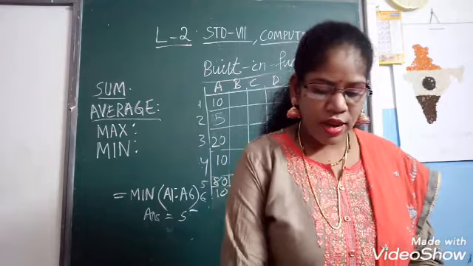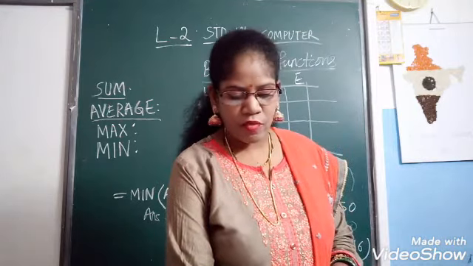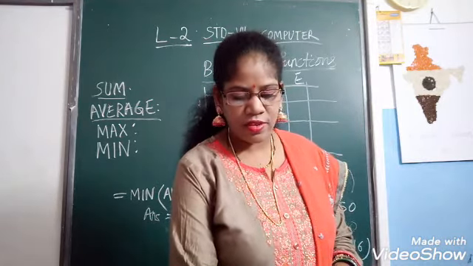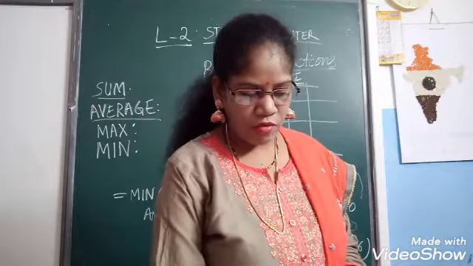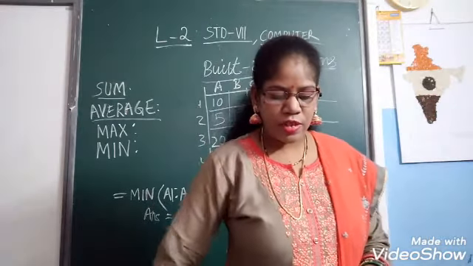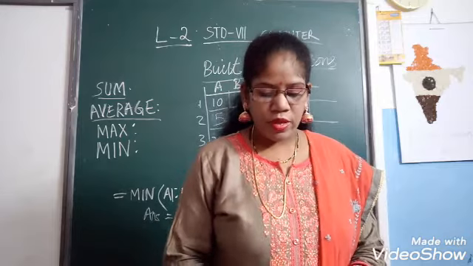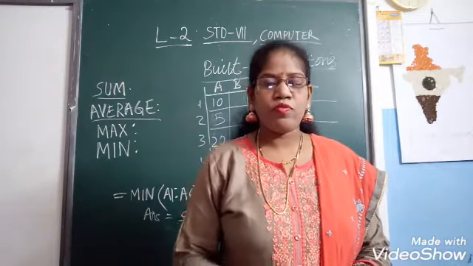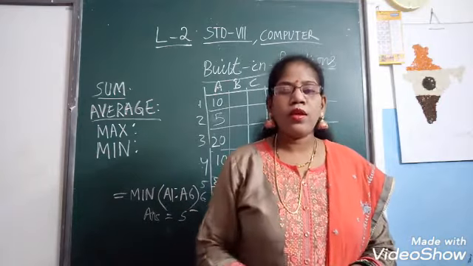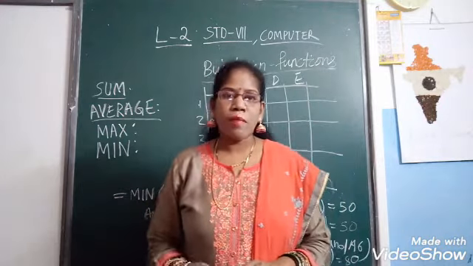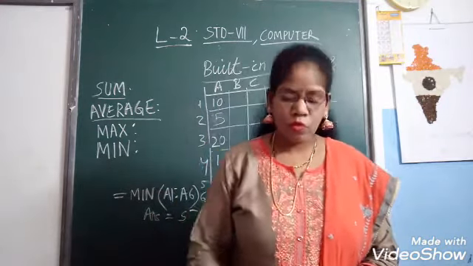Average. This function helps to calculate the average of the values that are listed in the cell range. That is equal to average, then the cell range. Suppose I have written A1 to A4 and A6. So it will take that cell range and do the average. Maximum. This function enables us to find the maximum value in a set of values. From all the list of values, it will provide us the maximum value.